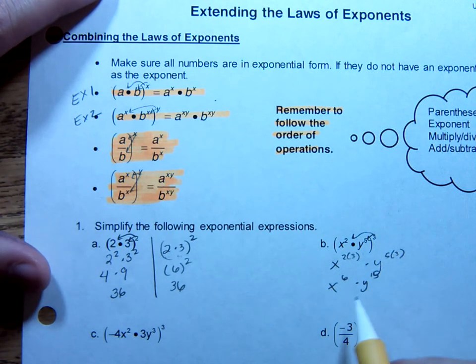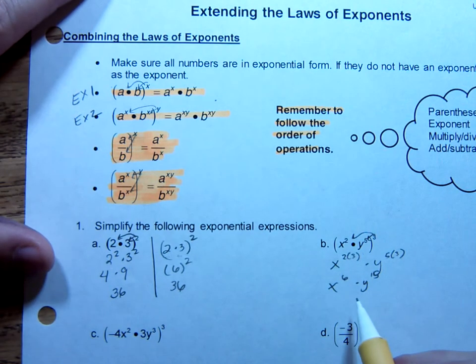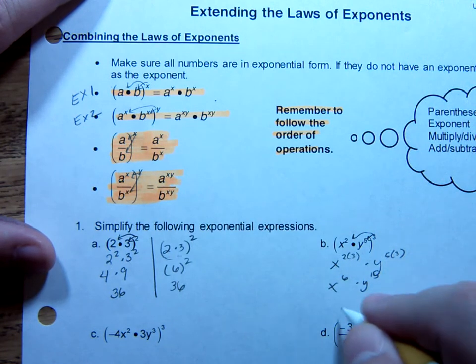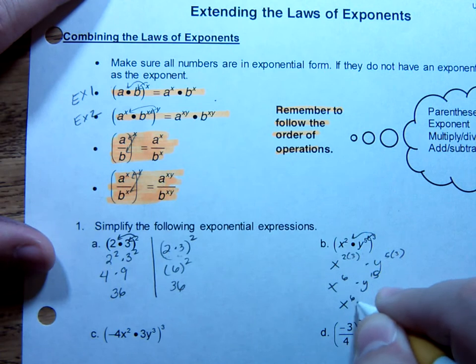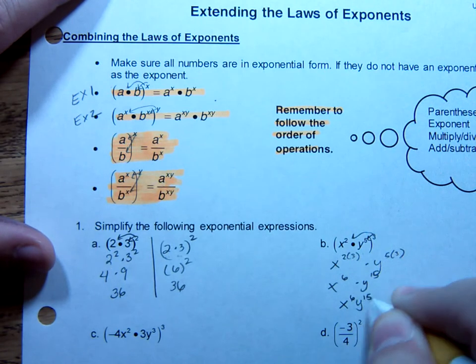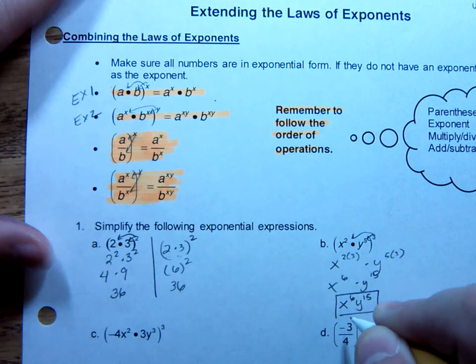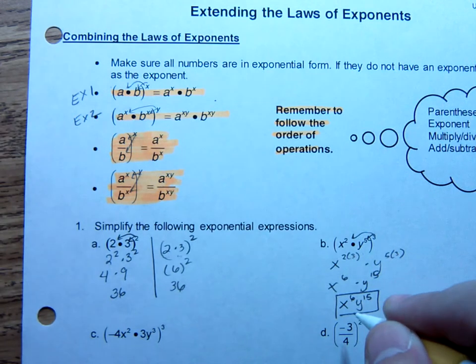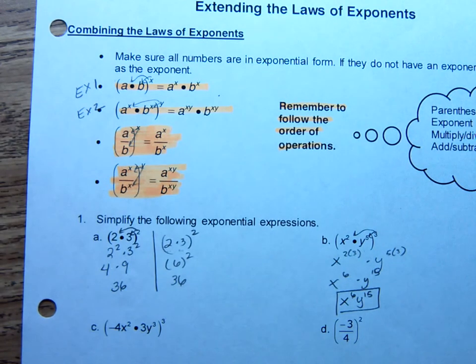And we don't ever want to leave that dot. That's hopefully something you'll take away from this lesson today. Once we're done with all the operations, we need to stick it together. So then we end up with x to the 6, y to the 15. That dot should only be temporary. Okay, let's keep on moving.